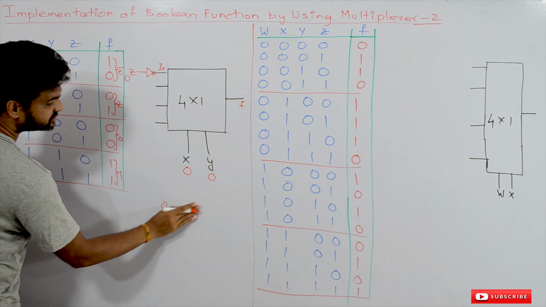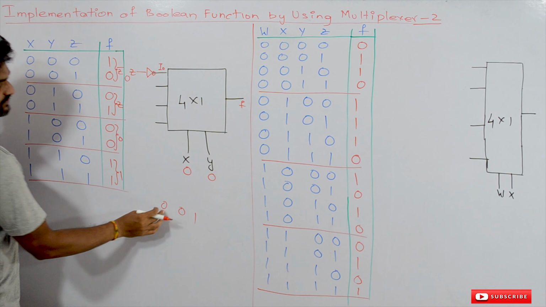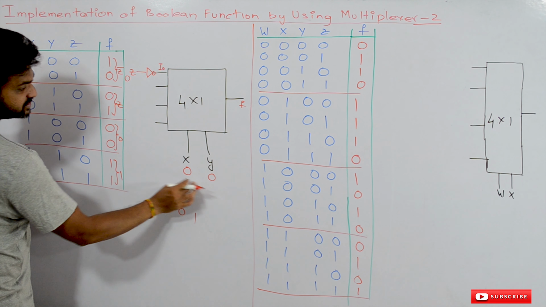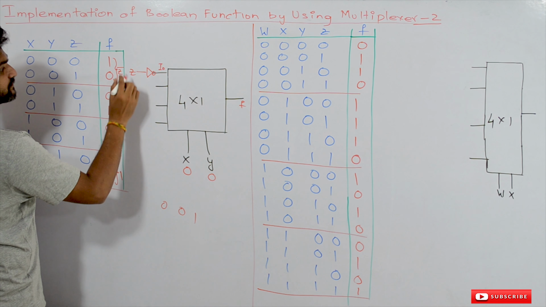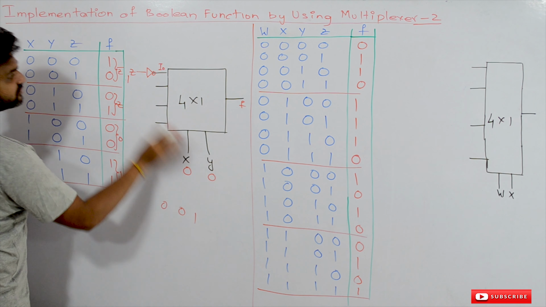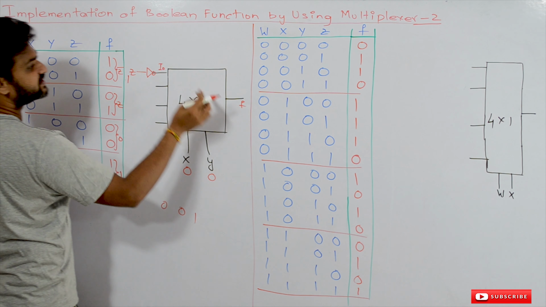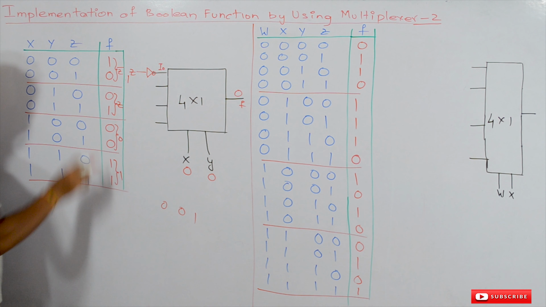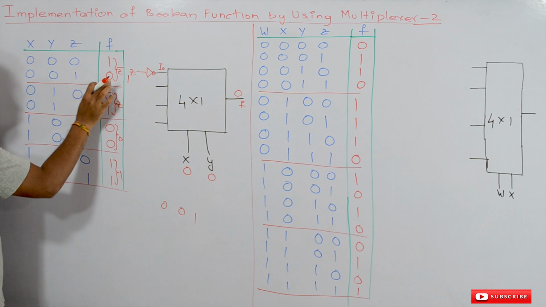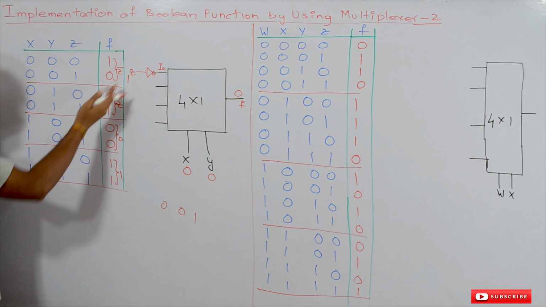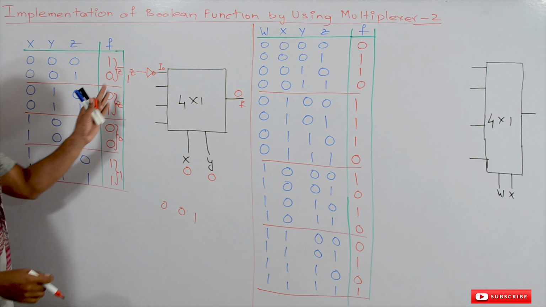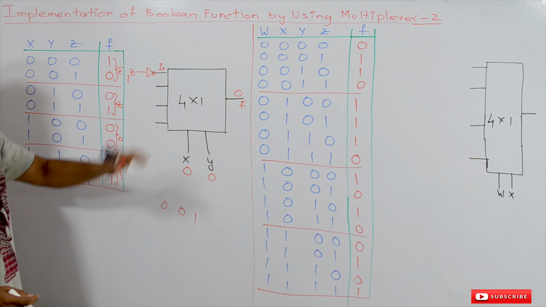If the input is 0, 0, 1, the z value is 1. So the complement of z has to be produced, and we have to get a 0. For 0 0 1, what is the output? 0. That's what is happening, right? So the function is getting implemented, and you have to understand that.